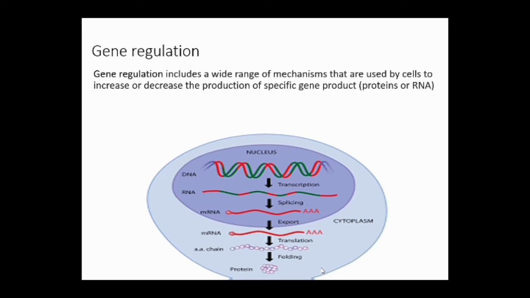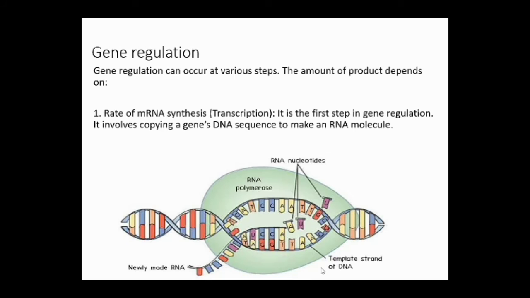Gene regulation includes a wide range of mechanisms that are used by cells to increase or decrease the production of a specific gene product, proteins, or RNA. Gene regulation can occur at various steps. The amount of products depends on the rate of messenger RNA synthesis. Transcription is the first step in gene regulation. It involves copying a gene's DNA sequence to make an RNA molecule.